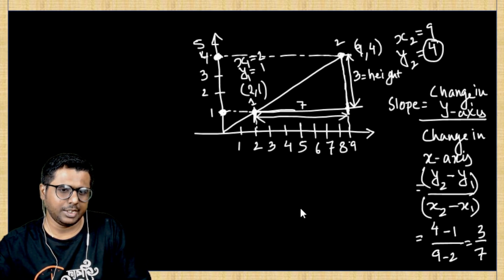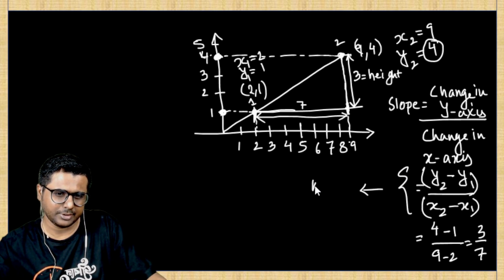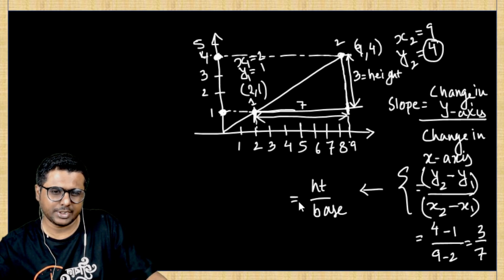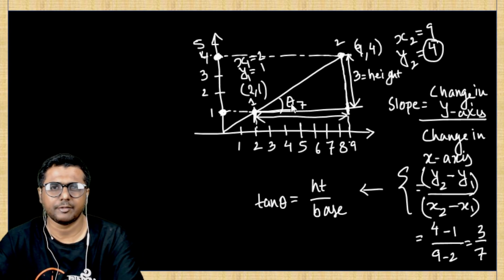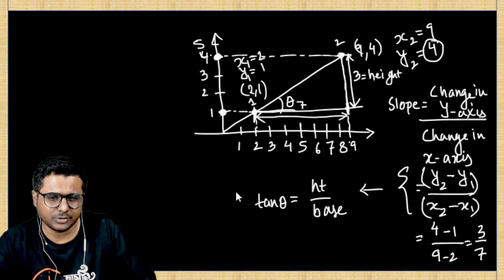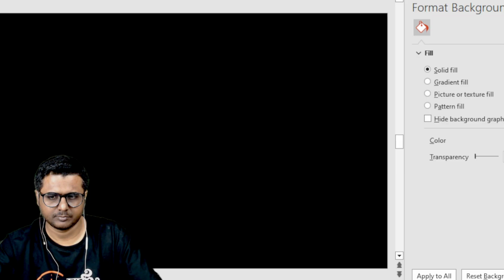So basically what we did over here, if you see this formula, this is nothing but height by base, which is nothing but tan theta. So this is theta and that is tan theta. So that is why slope is equal to tan theta, which is equal to height by base. So let us do 2-3 problems.